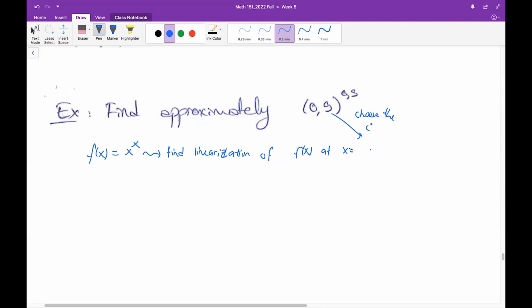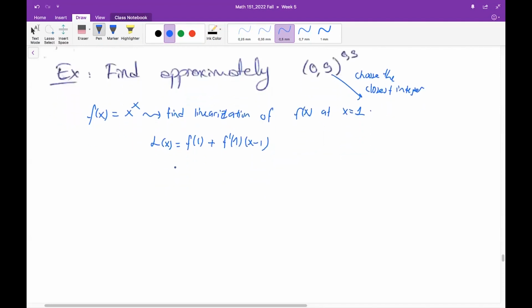Choose the closest integer to draw your tangent line. Okay, let's choose 1 in this case. Now I am ready to create the linearization function of f of x at the point 1. So it goes like f of 1 plus f prime of 1 times x minus 1. So what is f of 1? Here, if you insert 1 here, you will find 1. What is f prime of x?